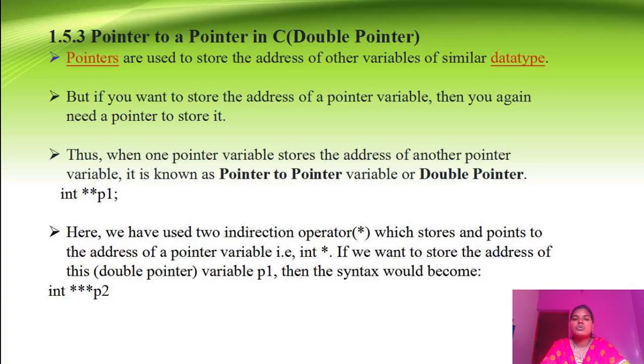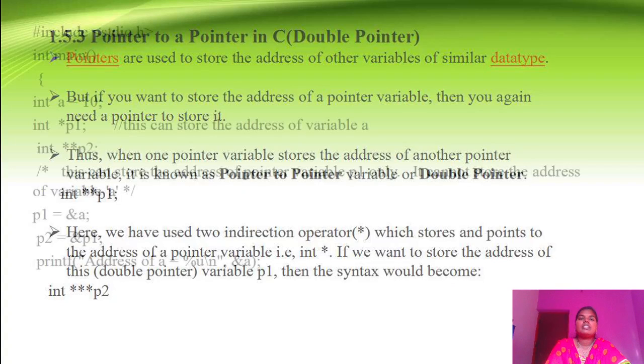For example, if we store one pointer variable's address in another pointer variable, then it is called a pointer to pointer or double pointer, for example int **p1. Here the two indirection operators, star star, represent a pointer to pointer. If you want to store the address of this variable p1, that is **p1, then the syntax of this pointer becomes int ***p2.